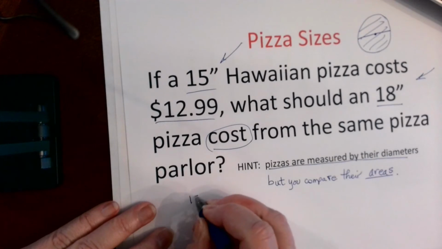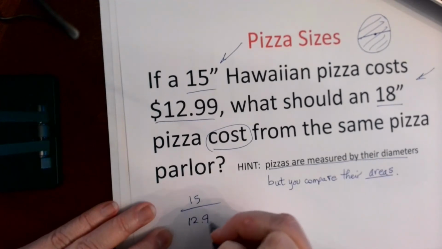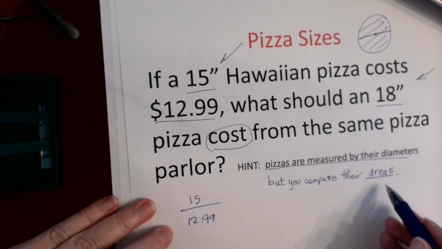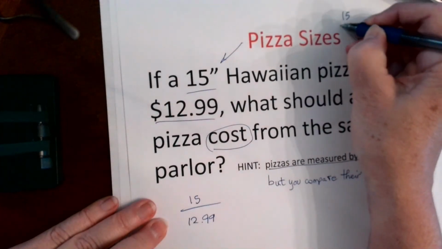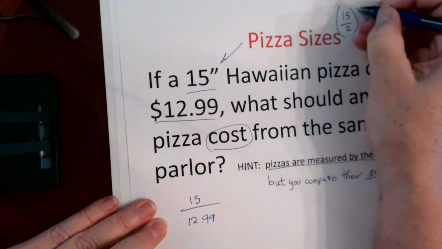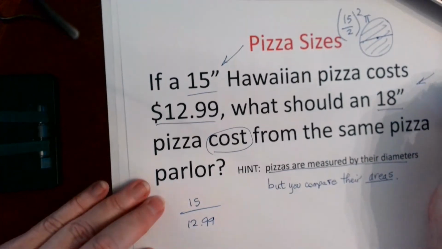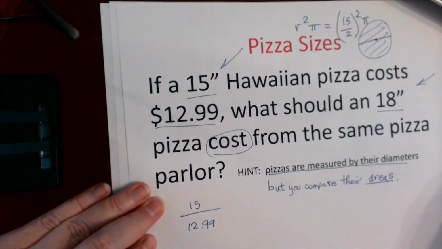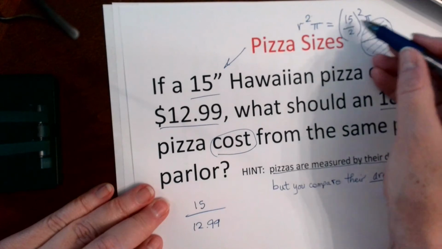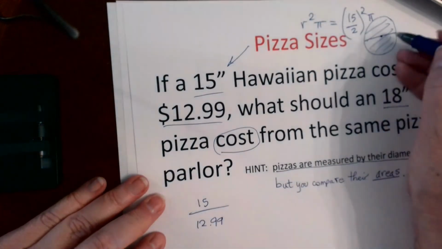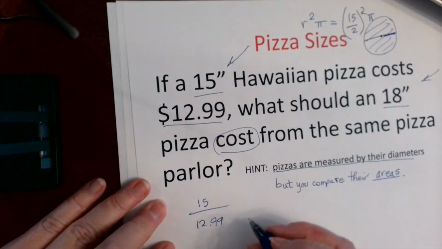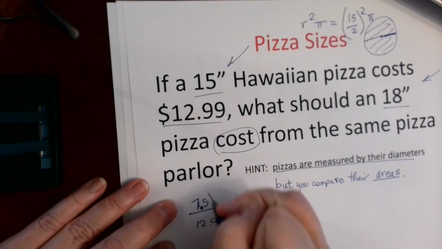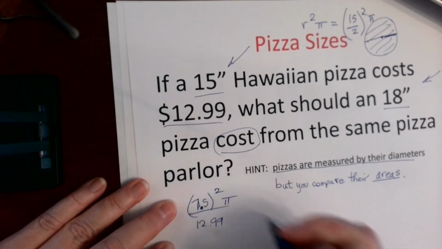So we're not going to put 15 over 12.99. That would be just the diameter. We need the area, and the area would be diameter cut in half squared times pi. Seems difficult, but it's not. The formula is radius squared times pi. That's the area of any circle. Pi r squared. Pi radius squared. Our radius is halfway across the diameter. So it's 15 cut in half. That's 7.5. We need to square it and then times pi.